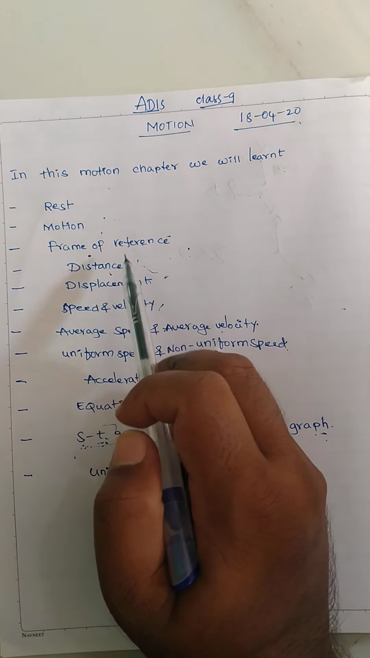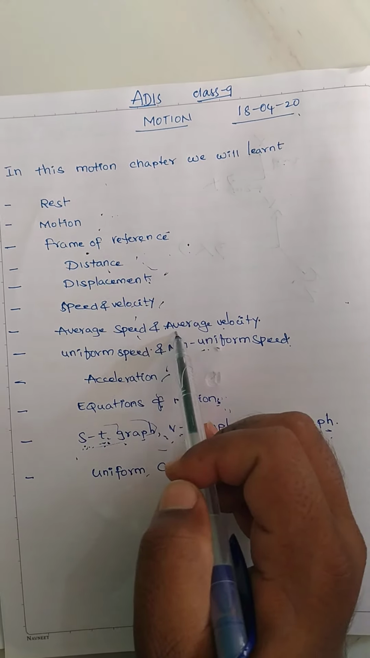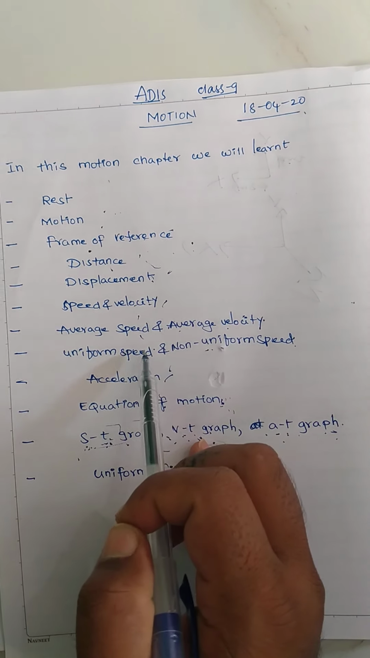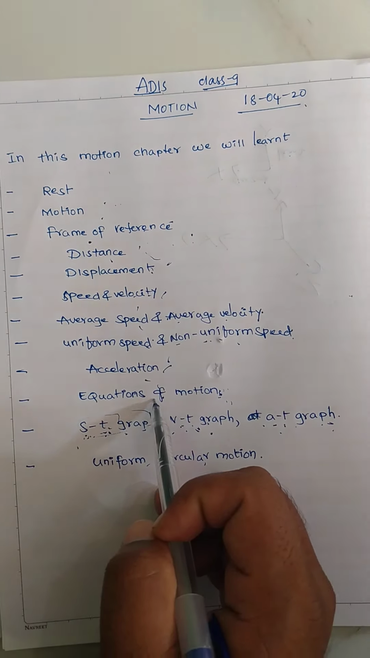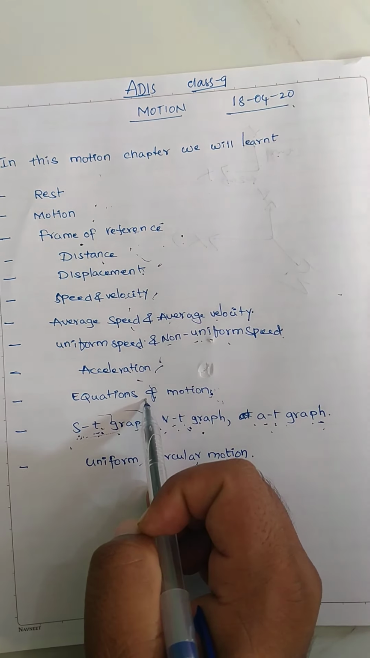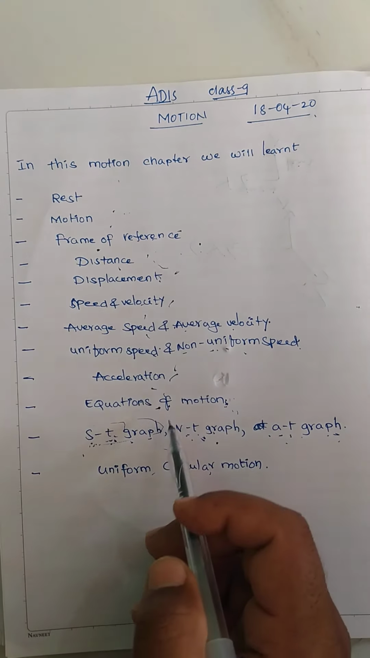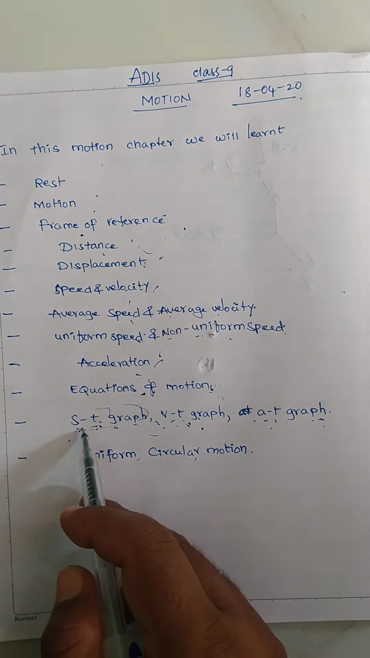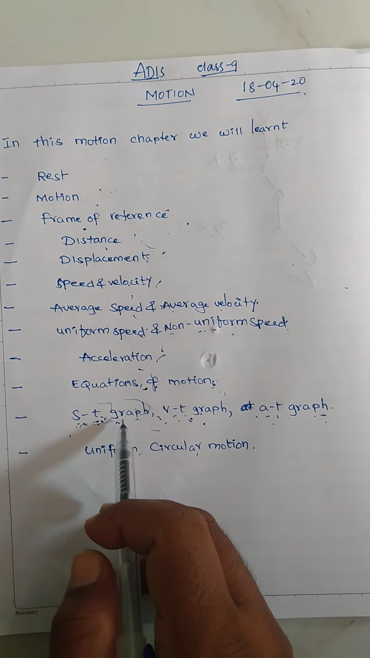And distance, displacement, speed and velocity, average speed and average velocity, uniform speed and non-uniform speed, and acceleration, equations of motion. There are four equations of motion. We will discuss clearly. And after that, ST graph. S means here displacement time graph. Using equations of motion, how we will draw this displacement time graph.